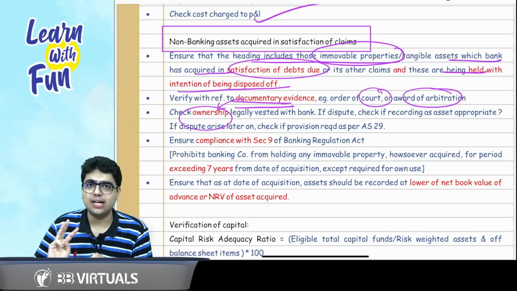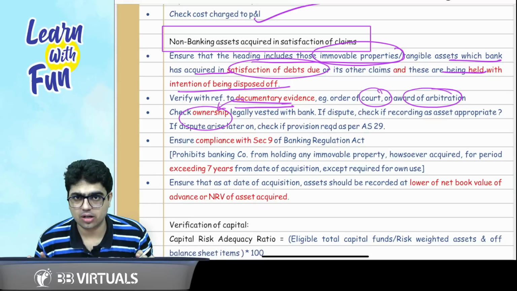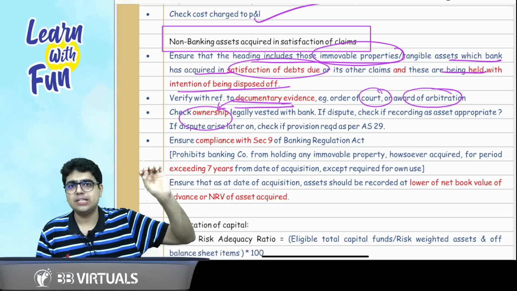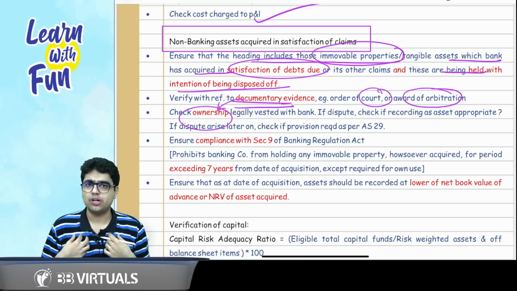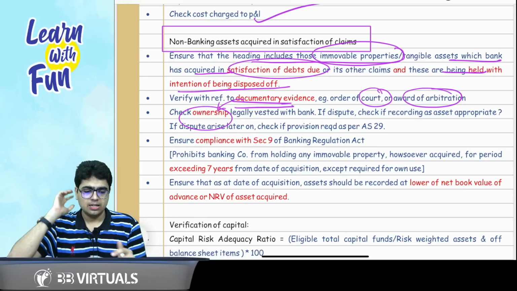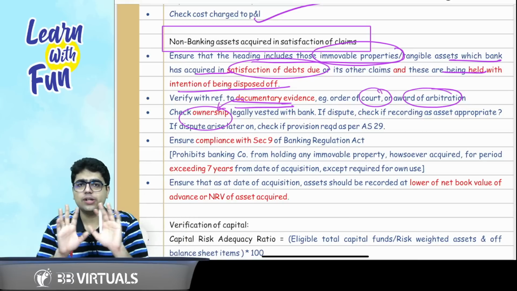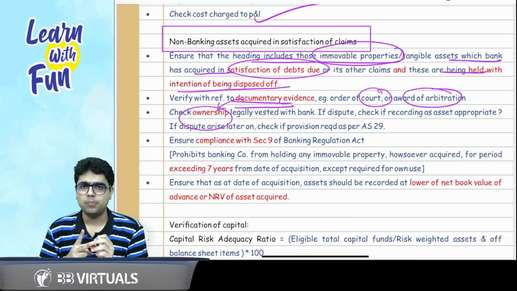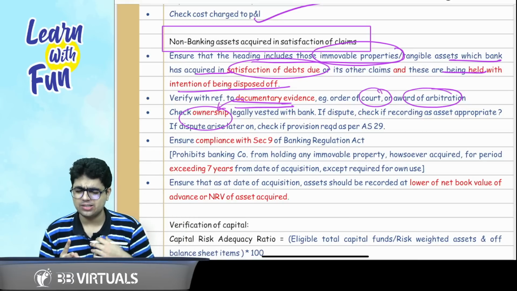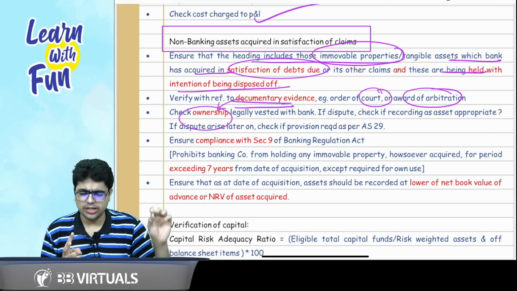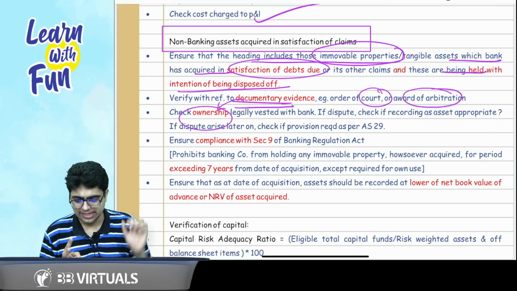So the three points are, first of all, the definition of non-banking assets acquired in satisfaction of claims includes only those immovable properties which you have received in satisfaction of your claims, and these are being held with the purpose of being disposed of. You are not going to use them. Second, you need to have proper documentation which shows that it is your property. The auditor will check the ownership. If the ownership is disputed, AS 29 provisions will get attracted.